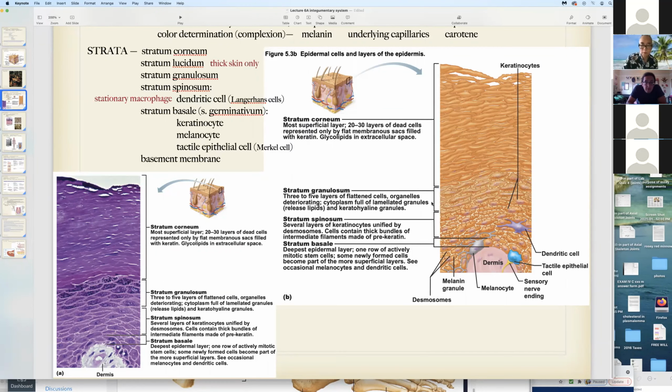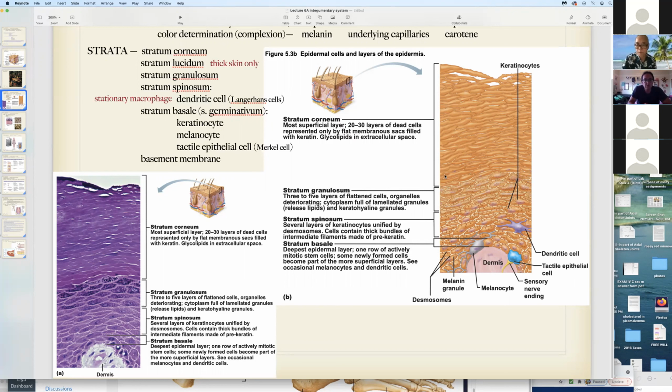So it's only the thick skins that would have a layer, about 6 layers of dead cells here, that would have quite a bit of lipid items in them. So they would not be very well stained. So that's the one that's referred to as the stratum lucidum. But this is a thin skin, so you don't have that.